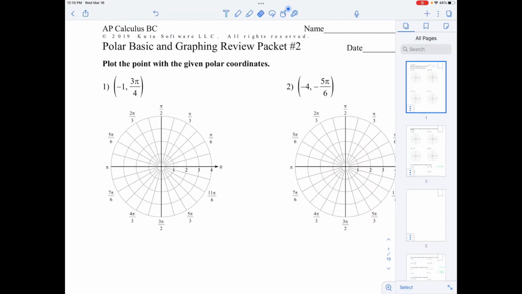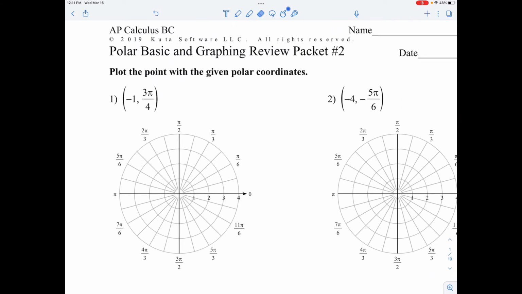Hey boys and girls, I wanted to jump on here and quickly do a video on how to plot polar graphs, polar coordinates, especially when you have negative angles and negative r values. I was teaching this morning in first block and had a bit of a brain fart, so please forgive me. Basically, you want to start with the angle.